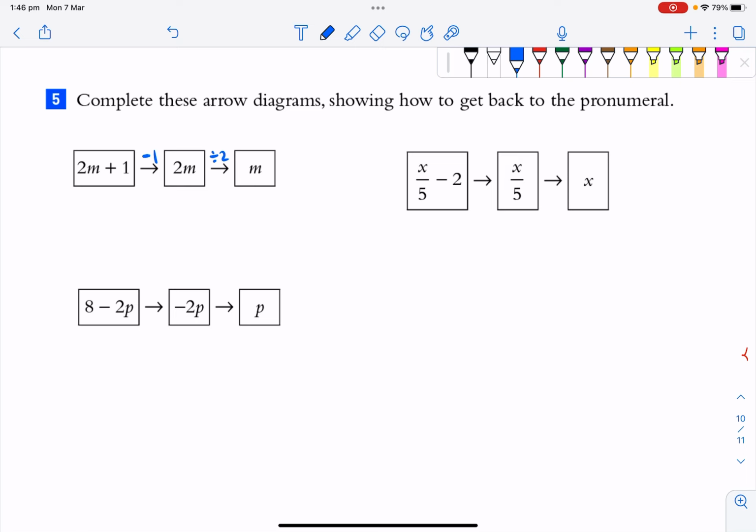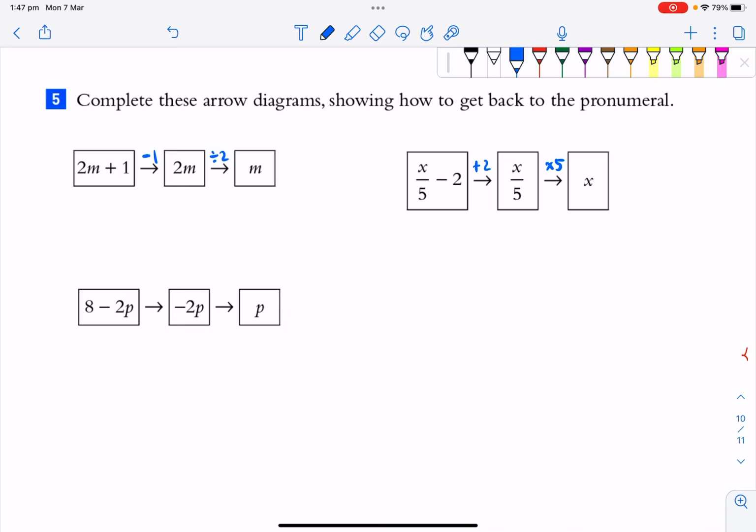All right, on to the next one. As you can see, we have a -2 in this one. We have no -2 here. That means that they've added 2 to get rid of the -2. Okay, and then in the last 2 boxes, we have x over 5 and just x. How do they get rid of this 5? Well, right now this 5 is dividing, so it's divide 5 here. To get rid of divide by 5, we multiply by 5.